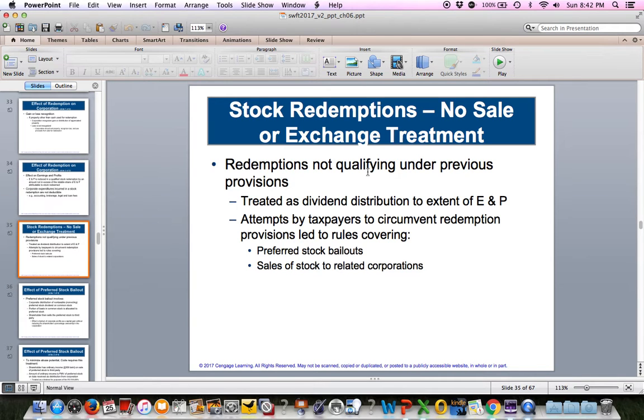So a redemption where there is no sale or exchange treatment: redemptions not qualifying under previous provisions are treated as a dividend distribution to the extent of E&P, earnings and profits. Attempts by a taxpayer to circumvent redemption provisions led to rules covering preferred stock bailouts and sales of stock to related corporations.